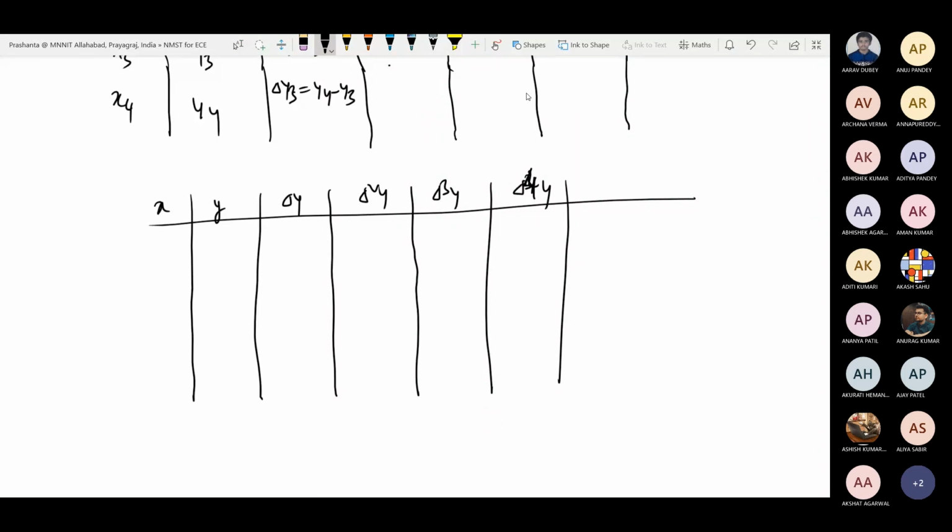So let me give the points from this note. Okay. So x is 1, 2, 3, 4, 5. Outputs are 2, 4, 9, 7, 8. So complete the table, and I'll end the discussion today.